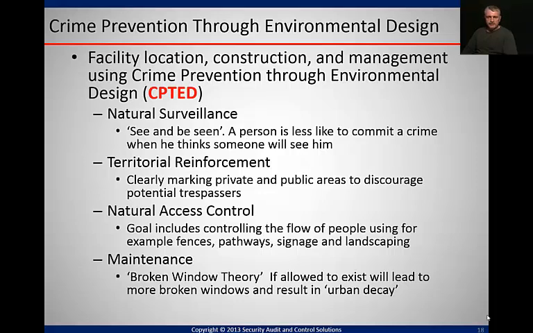These include natural surveillance, see and be seen. A person is less likely to commit a crime when he thinks that someone will see him. There's territorial reinforcement, clearly marking private and public areas to discourage any potential trespassers. There's natural access control, where the goal includes controlling the flow of people using, for example, fences, pathways, signage, and landscaping. And then finally, there's maintenance. It's a new component in here, also known as the broken window theory. A broken window, if allowed to exist, will lead to more broken windows and result in urban decay. More broken windows here possibly being a trespass of unauthorized users.